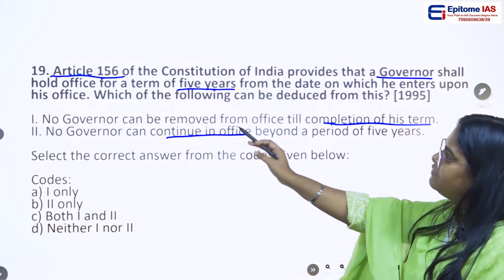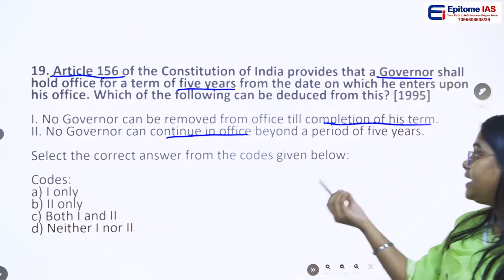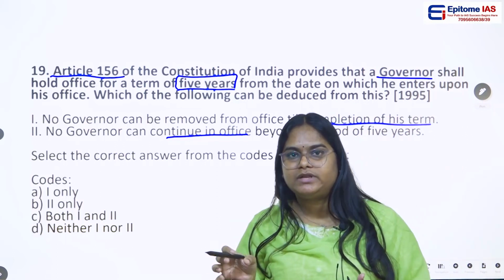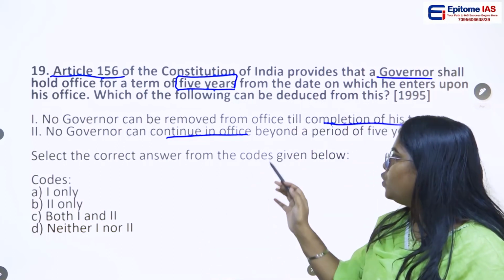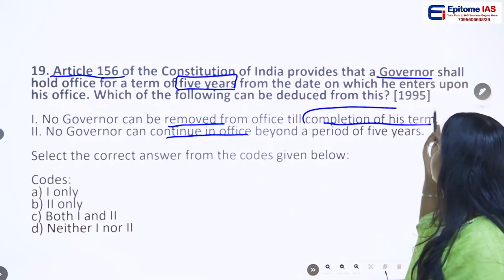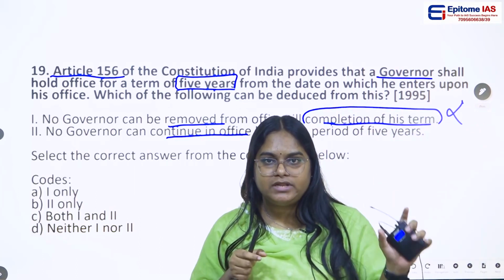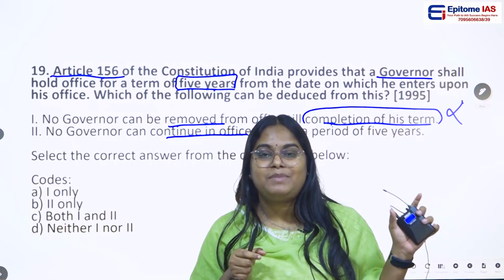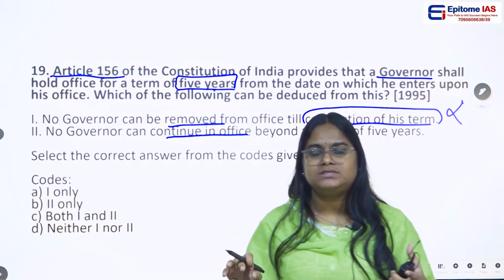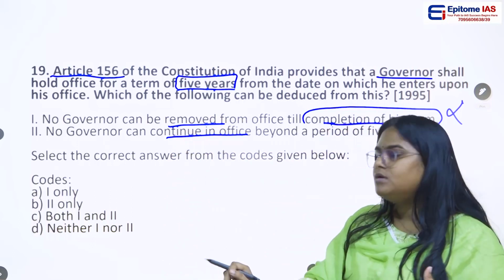So if you see here, Article 156 talks about the governor. The time period given for the governor is usually 5 years. But in statement 1, they are saying that no governor can be removed from his office till the completion of 5 years. No, this is wrong. Why? The Constitution clearly mentions that the governor holds the position at the pleasure of the president. What does it mean? It means that even before the completion of 5 years, the president can remove that governor from his post. So this statement is wrong.